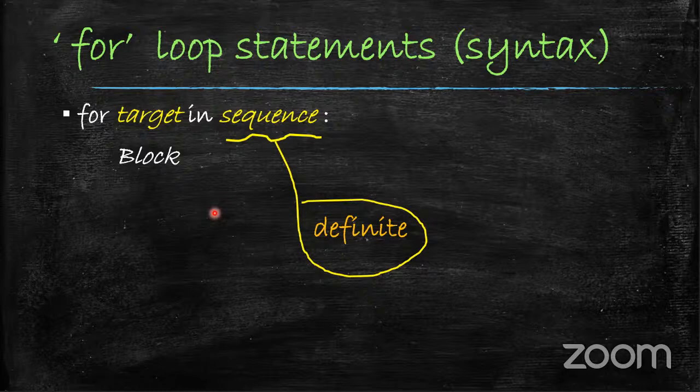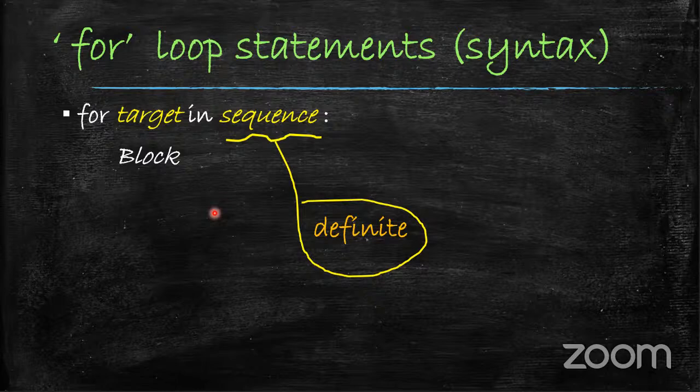So target is like, suppose there are 4 elements in the sequence, then target will go to the first element, second element, third element, fourth element, and every time it goes to an element, the block will be executed. So basically the block will be executed 4 times. As soon as target is over with the fourth element, it will say, okay, everything is over from the sequence. So execution of the block will be stopped. Is it clear? Yes, sir.